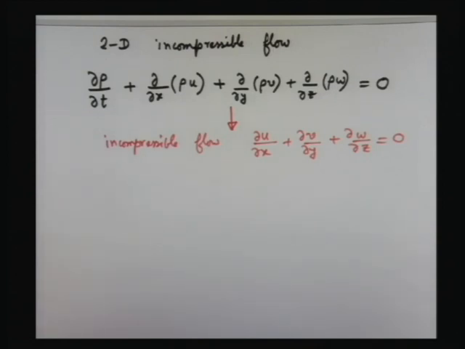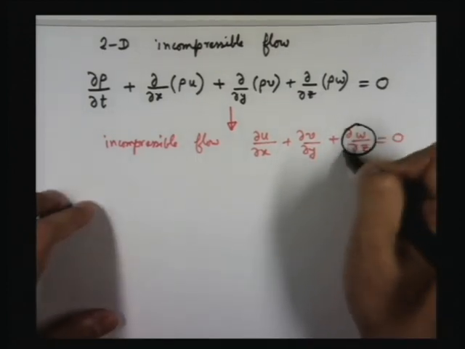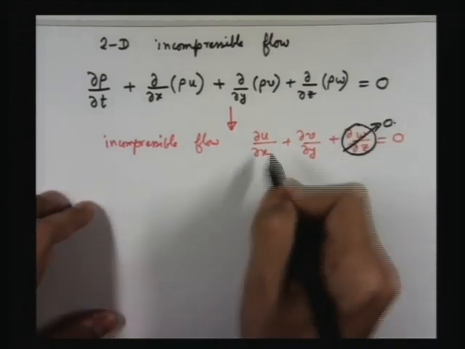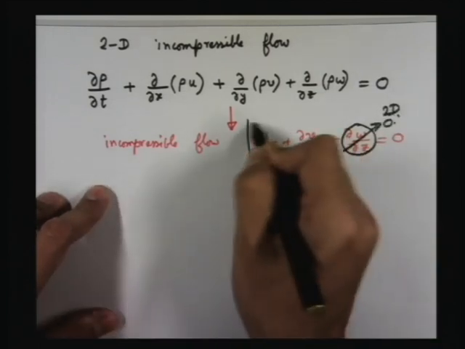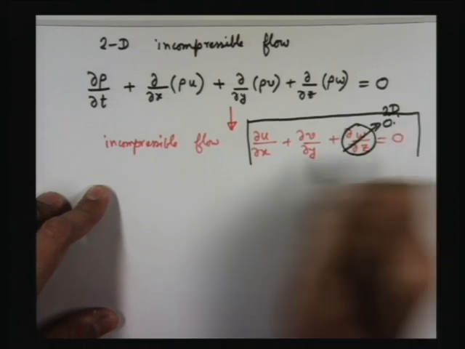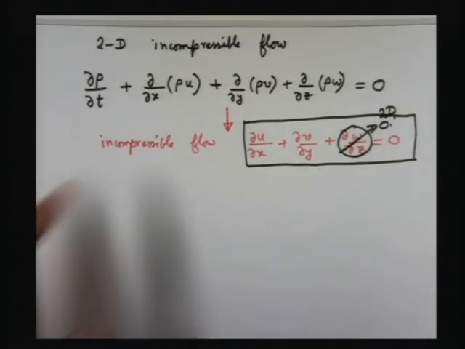So, from this equation for two-dimensional flow, which term will be 0? The last term will be 0. So, for two-dimensional incompressible flow, this will be your special form of continuity equation.